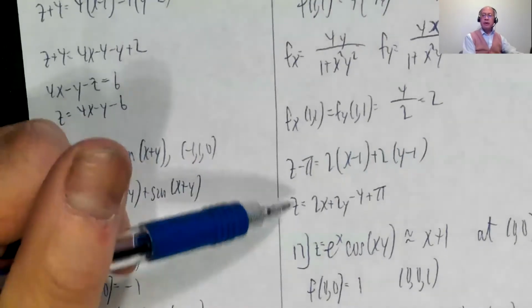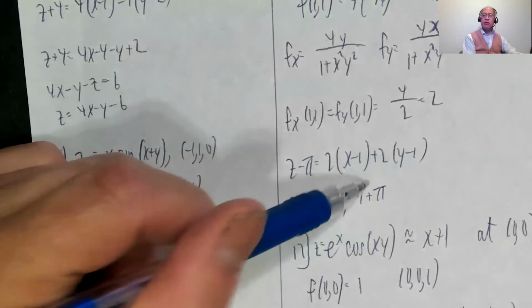Okay, and you can clean up a little bit. z equals 2x plus 2y minus 4 plus pi.